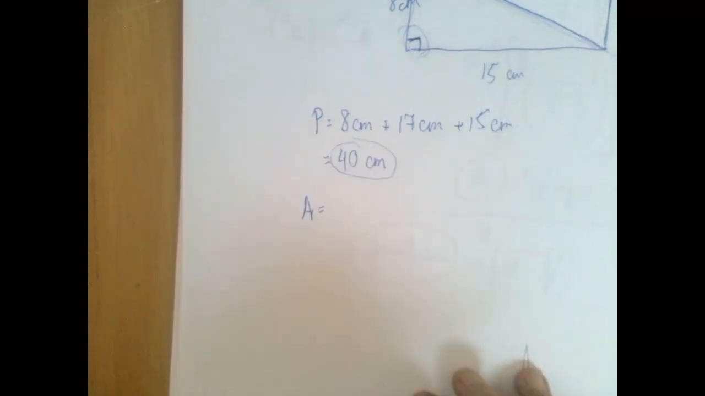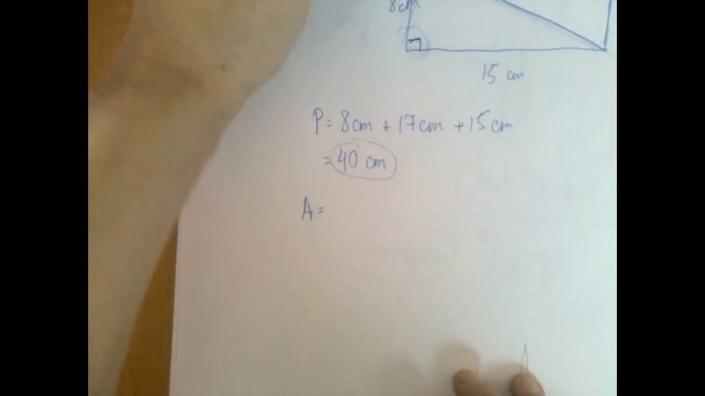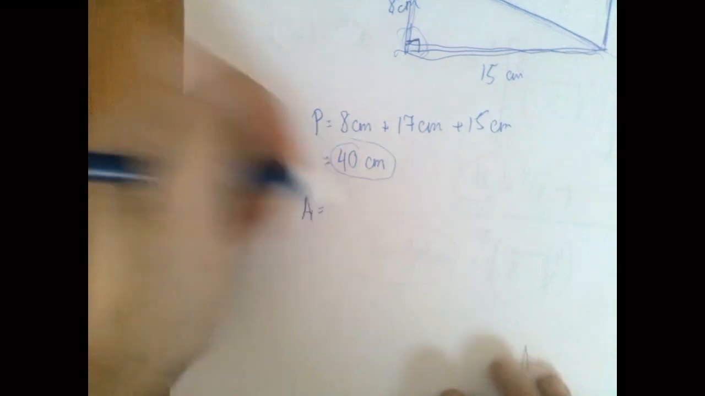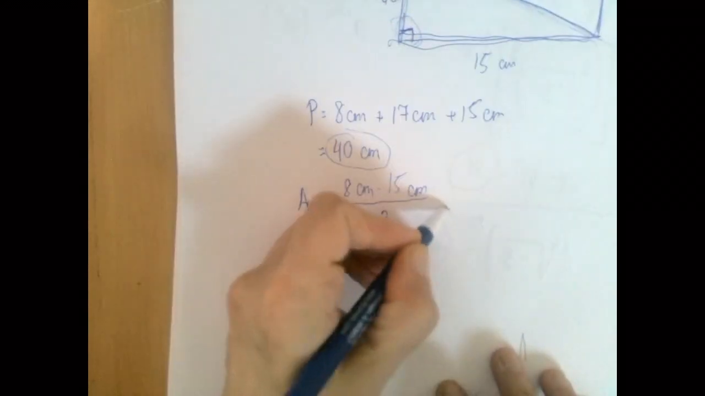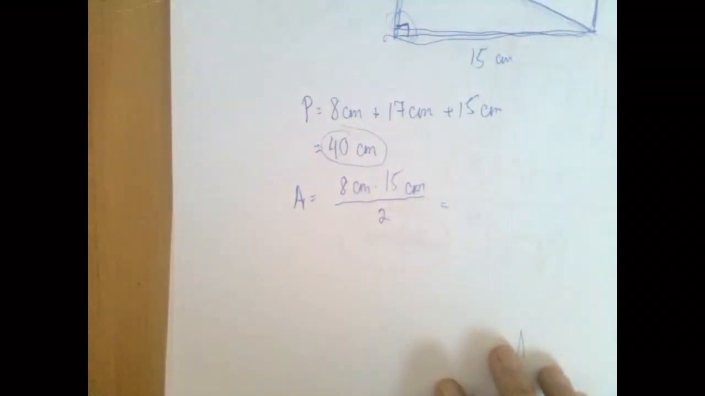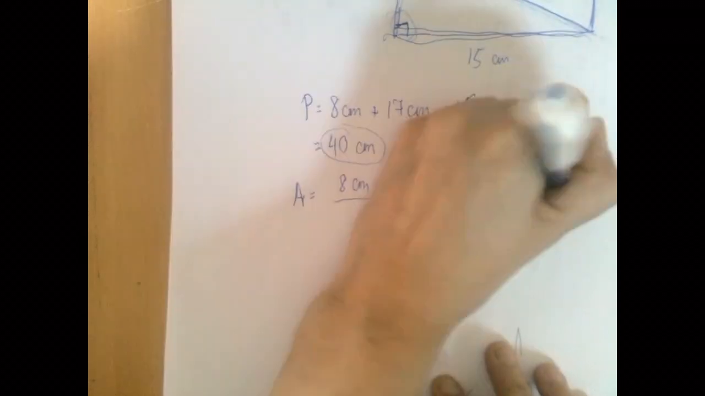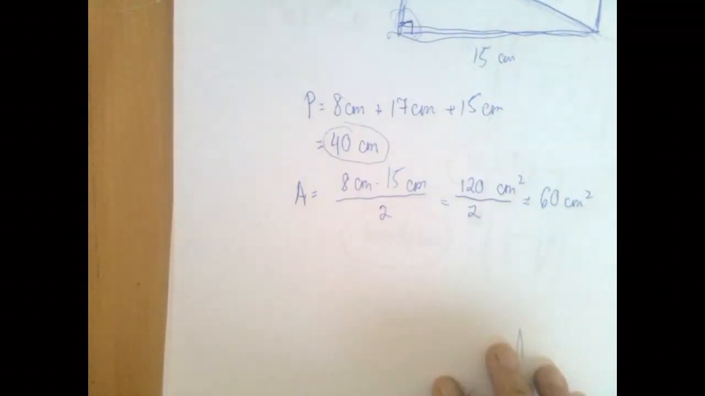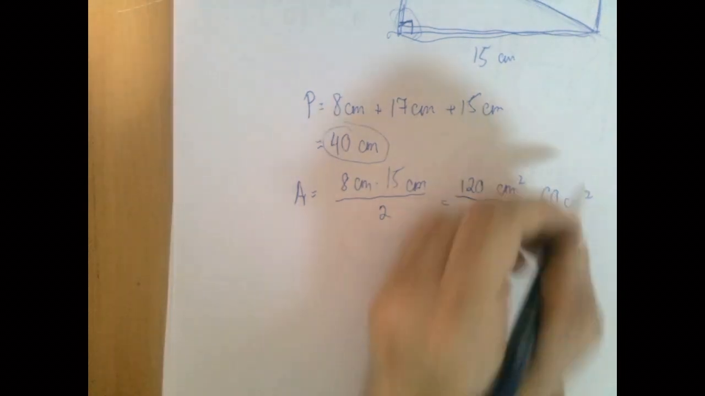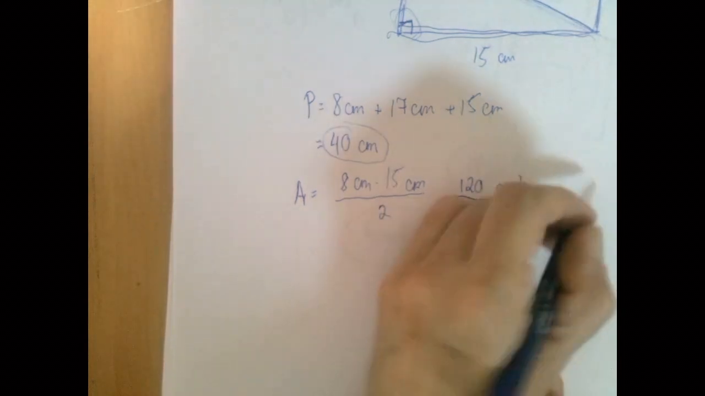For the area, our right triangle is half of this rectangle. This rectangle has sides 8 centimeters and 15 centimeters. So our area is 8 centimeters times 15 centimeters and half of that. So that's 8 times 15 is 120. The unit is square centimeters, divided by 2, and that's 60 square centimeters.